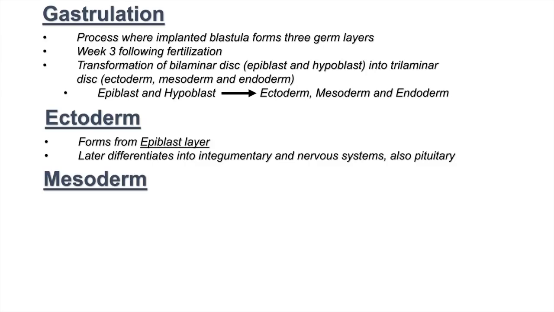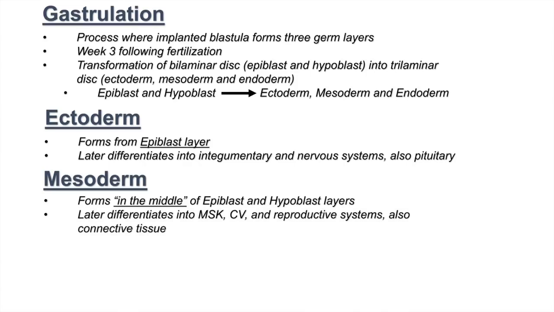Now the mesoderm is the middle layer, the middle germ layer. It literally forms within or in the middle of the epiblast and hypoblast layers. And the mesoderm will later differentiate into musculoskeletal, cardiovascular, and reproductive systems. It'll also differentiate into connective tissue as well. So this mostly will become muscle, bone, the gonads, etc.